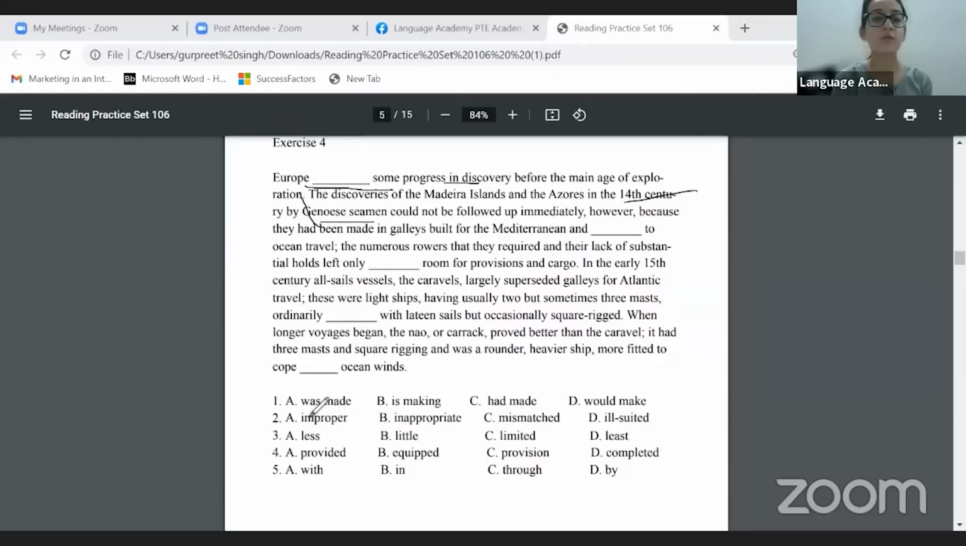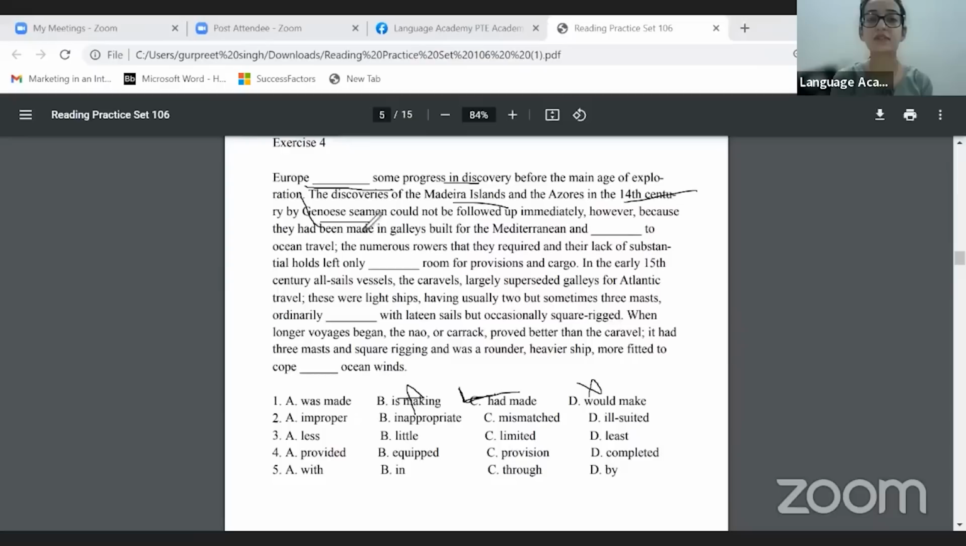So, we cannot say Europe was made, because Europe was made some progress doesn't make sense, because Europe has done the work. Europe is the doer here. So we'll go with Europe had made, because it's already done and completed in the 14th century. So all of you are right in selecting this. It cannot be present tense. It cannot be future tense shown in present version. That's not possible. So Europe had made progress in discovery.